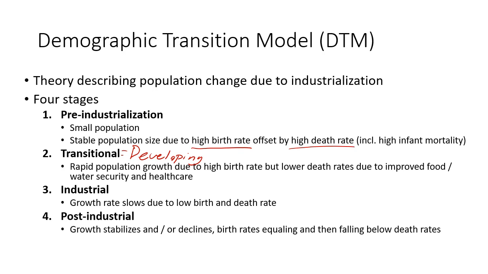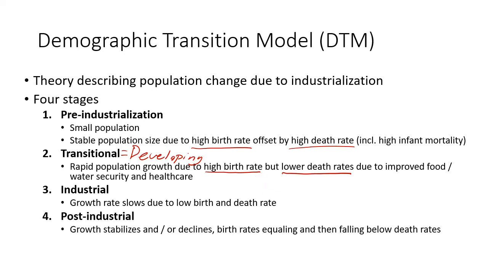Okay, this is going to be rapid population growth. This is your classical pyramid-shaped age structure diagram. Okay, rapid population growth because your high birth rate is no longer offset by a high death rate. The death rates are lower due to improved food and water security and healthcare. Okay, so access to modern medicine.